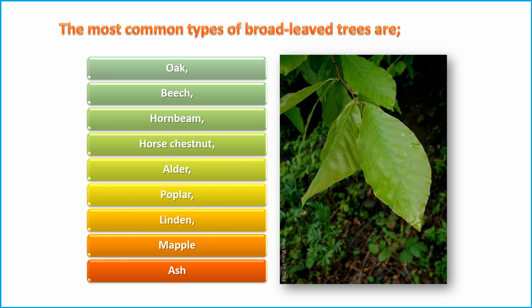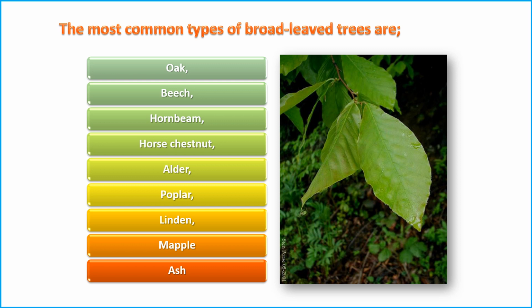2. Beech, Fagus. Recognizable by its smooth, silver-gray bark and simple, toothed leaves. Beech trees are often found in temperate forests. 3. Hornbeam, Carpinus. Characterized by its hard, smooth gray bark and serrated leaves. Hornbeams are often used for landscaping and as ornamental trees.